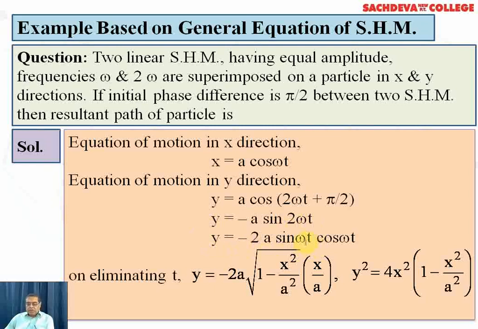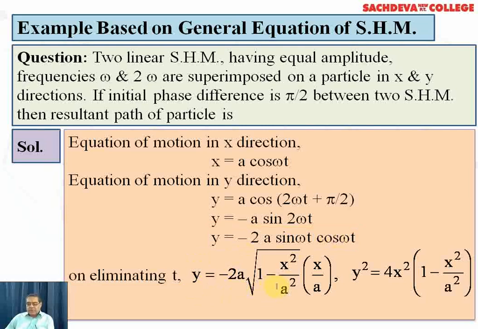Now sine 2 omega t: when we speak of sine 2 omega t, we are referring to a trigonometric formula, sine 2a, that is 2 sine a cos a. So that formula we have applied here, and we come to y is equal to minus 2a sine omega t cos omega t. Now we have to eliminate time.